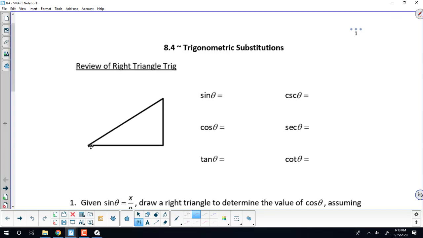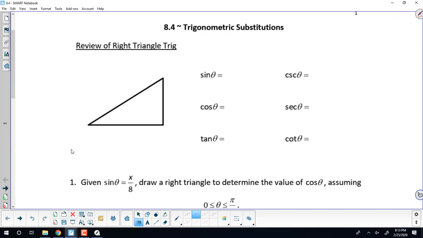So in 8.4, the method of integration is using trigonometric substitutions. It means we're going to substitute a trig function in for an expression for x. So instead of letting u equal a function of x, we're going to let something like sine theta equal a function of x. And before we do that, some preliminary stuff here, this basic stuff that we will need in this section.